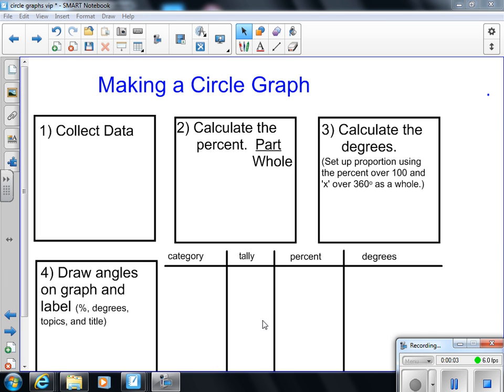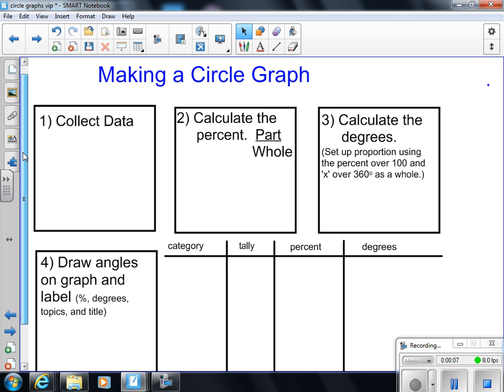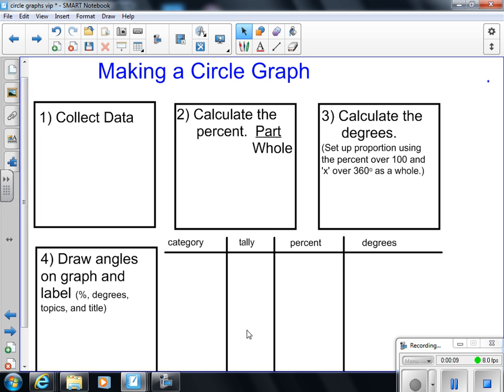Today we're going to be working on how do you make a circle graph. We've been working on our statistics unit, and this is the last type of graph that we're going to examine. Today we're going to make a circle graph. Now the first thing when you're making a circle graph is to collect your data.